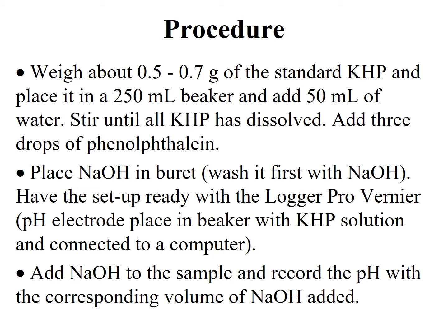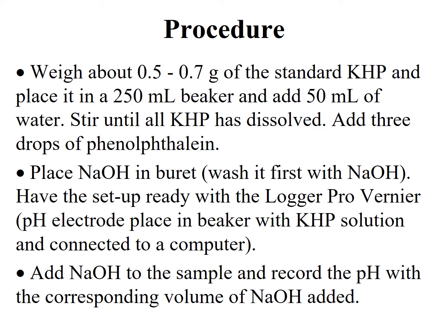Now you're going to put around 200 ml of NaOH in another 250 ml beaker, and this will be the source of the NaOH that you place in the burette. Before you put the NaOH in the burette, run a small amount of NaOH through the burette to rinse it, and then fill it up. Open the stopcock and let some NaOH flow so that you don't have any trapped air. Then you're going to use a setup known as a LabQuest Vernier. You have a pH electrode that you place in the beaker containing the KHP solution, and this pH electrode is connected to a computer.